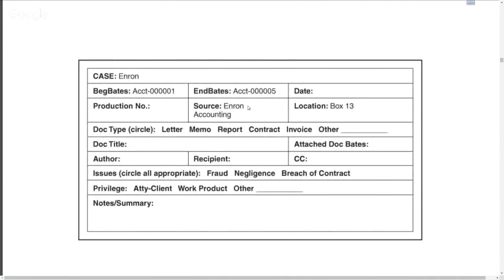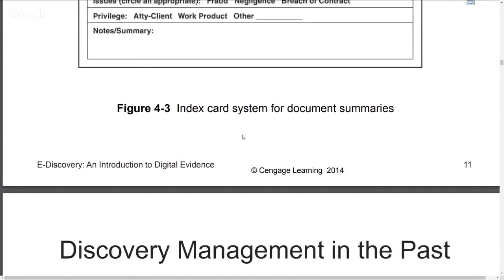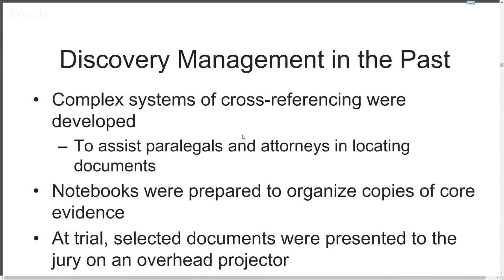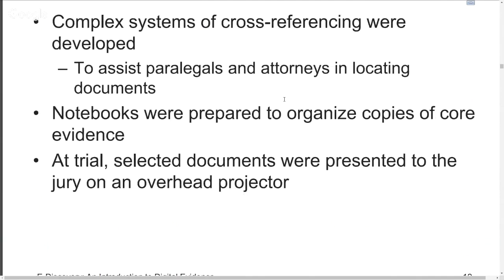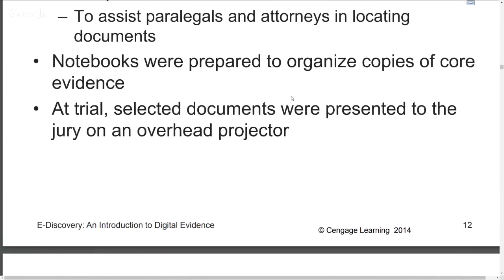For Enron, the accounting number from the bag number 001, the N number 005, Enron accounting box 13. You can see what type it is. Complex systems of cross-referencing were developed to assist paralegals and attorneys in locating documents. They had notebooks prepared to organize copies of core evidence. At the trial, selected documents were presented to the jury on an overhead projector.